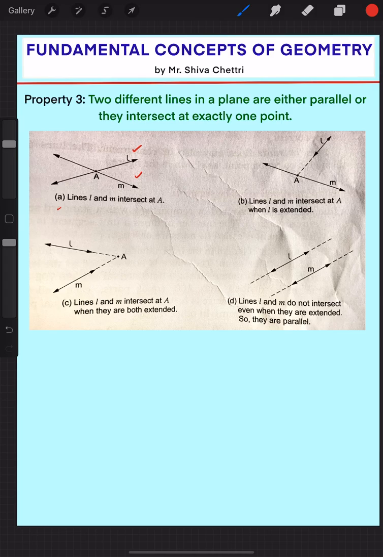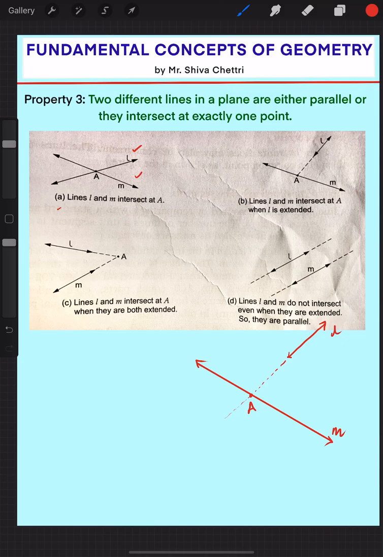You can easily see here L is one line, another is M. They are intersecting each other at A. So A is the point of intersection. But in case B, lines L and M intersect at A later on, when only line L is extended. This line M is already there. Suppose line L is coming towards this line M. Ultimately after some time it will come and meet at A. So lines L and M intersect at A when L is extended.